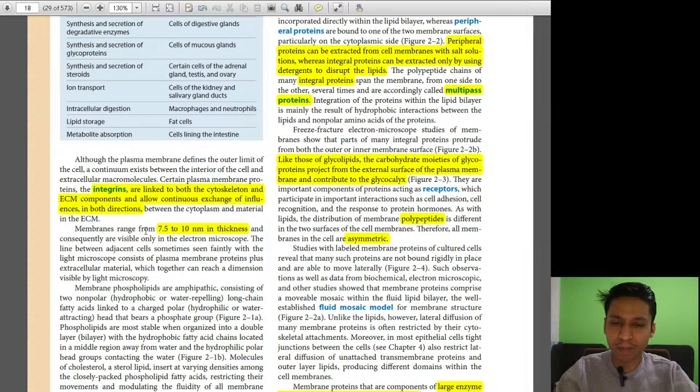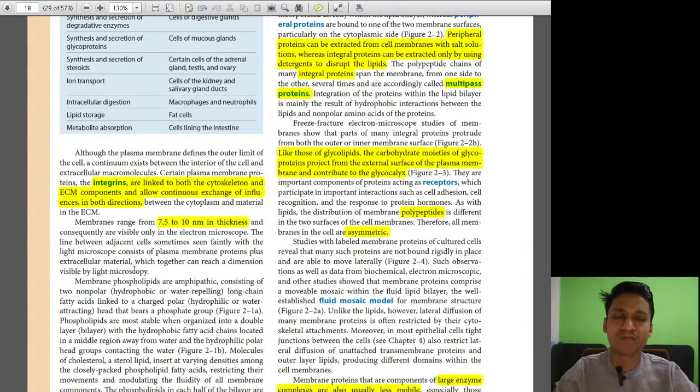Membranes range from 7.5 to 10 nanometers in thickness and consistently are visible only in the electron microscope. The line between adjacent cells, sometimes seen faintly with the light microscope, consists of plasma membrane proteins plus extracellular matrix, which together can reach a dimension visible by light microscope. So the plasma membrane, because it's in nanometers, we cannot see with the bright field microscope. We need an electron microscope. But sometimes some proteins which have a bigger thickness can be seen through a light microscope.